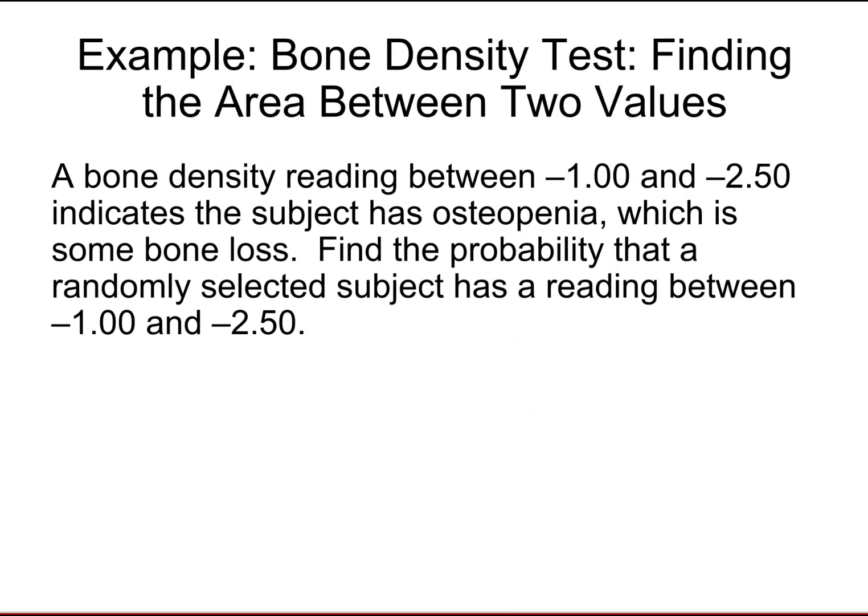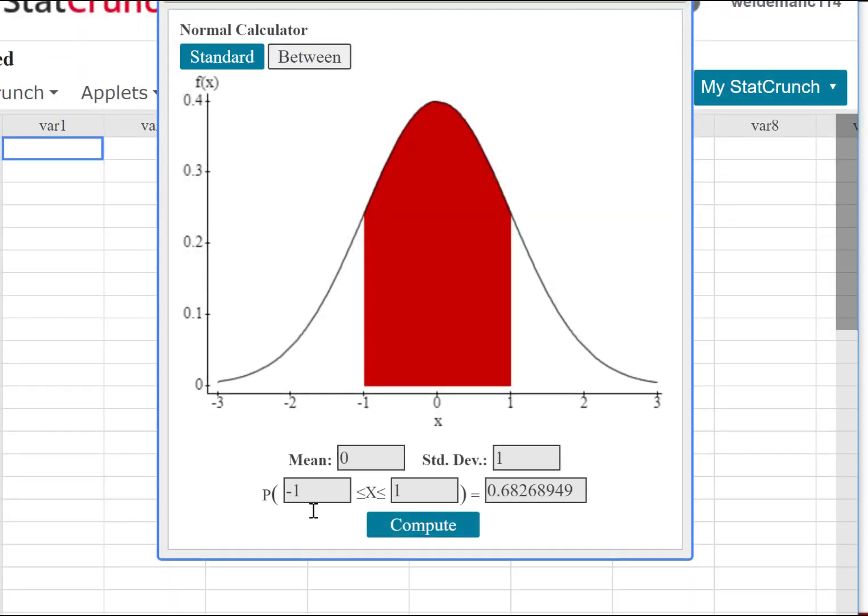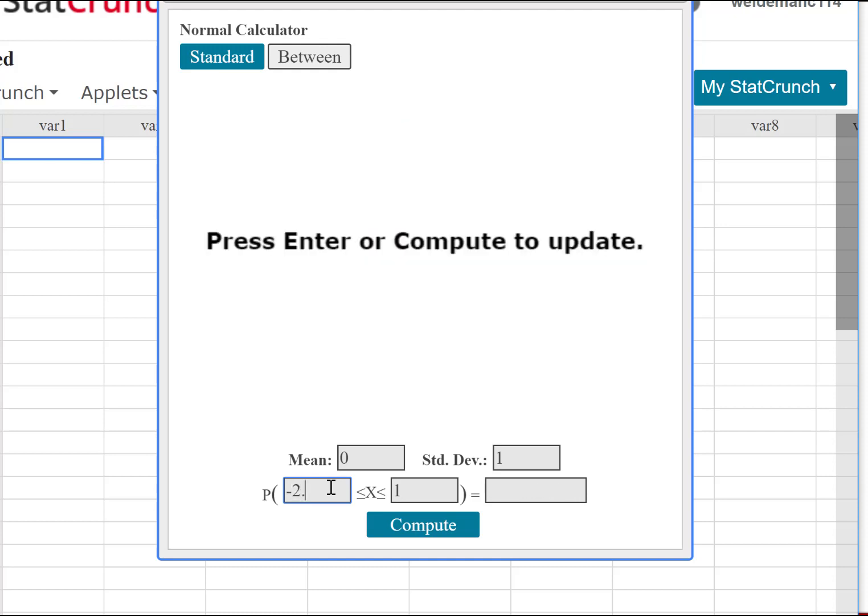And then finally, we want to go between -1 and -2.5, which is an indication that the subject has osteopenia, which is indicating some bone loss. Now again, on the tool, and I'm going to go ahead and pull the tool up, there's a between option on the StatCrunch tool, which is really nice. If you notice, it's right up here. And we want it to go between -2.5 and -1 and compute.